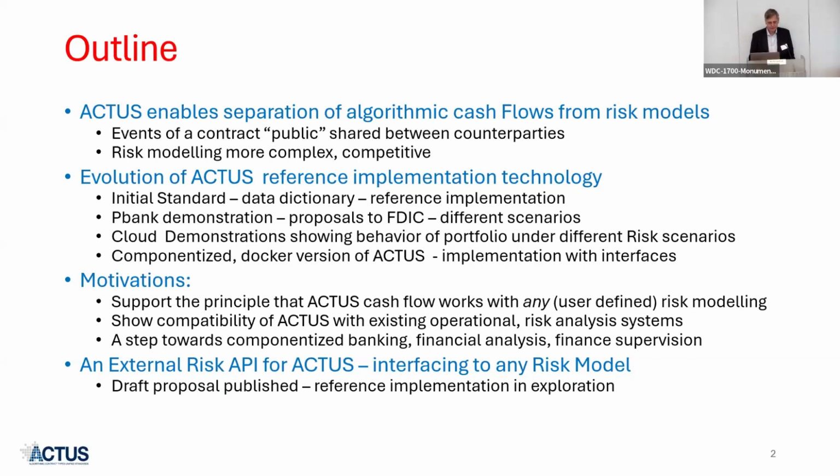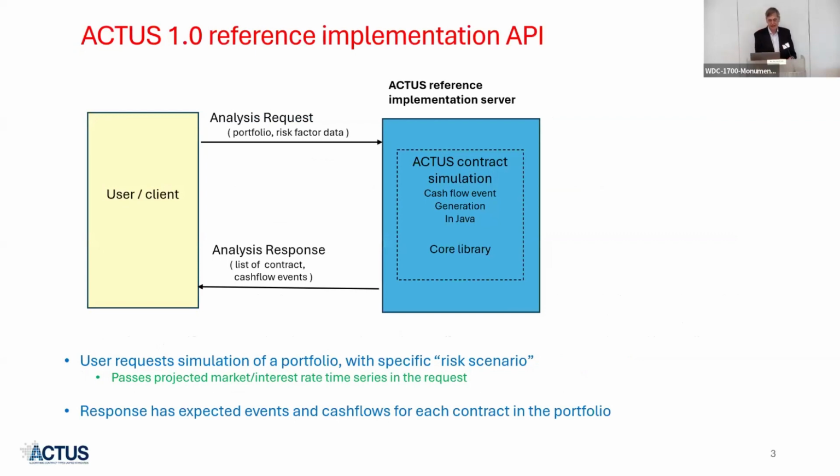So, what does ACTUS provide you today? It's easier to point, this is the diagram. You have a user application. It presents a request. Here's my portfolio, a set of ACTUS contracts. Here is, typically this is market risk factor data today that you're using. Here is how I think interest rates are going to move. Here is how I think stock prices are going to move.